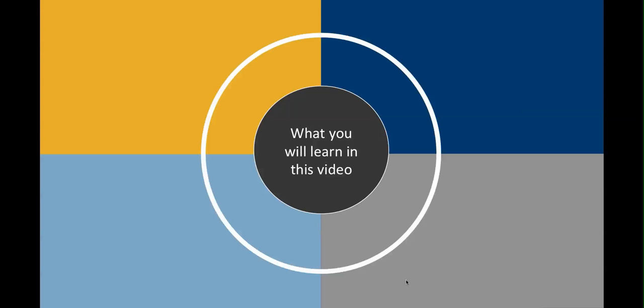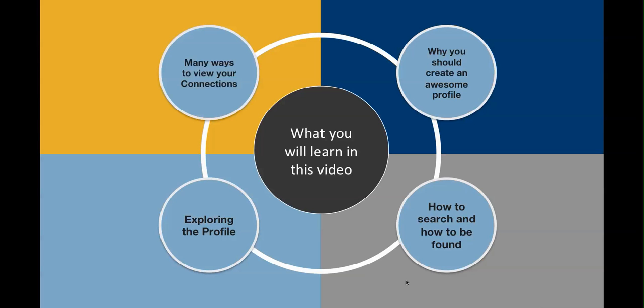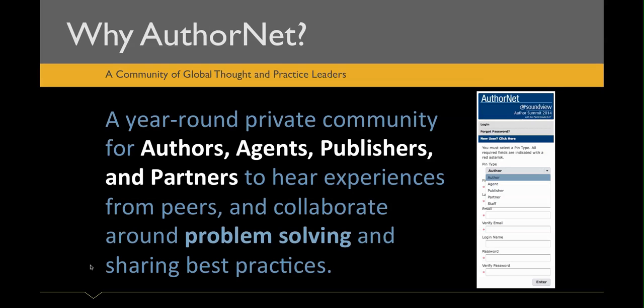In this video, we're going to go through how to create a profile, how to search the system and how to be found, exploring profiles, and then the different ways that you can view your connections. AuthorNet is a community of global thought and practice leaders. It'll be up year-round for authors, agents, publishers, and partners, and it's designed to collaborate around problem solving and sharing best practices. You're going to start by creating a profile over at AuthorNet.